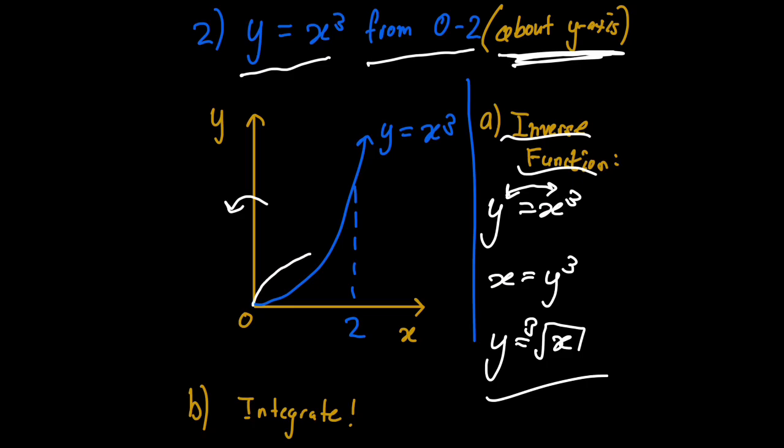Because what we've just done is we flipped the axes, right? And this will make our process a lot easier. So let's draw out this function. We get something like this. And this is y is equal to cube root of x.